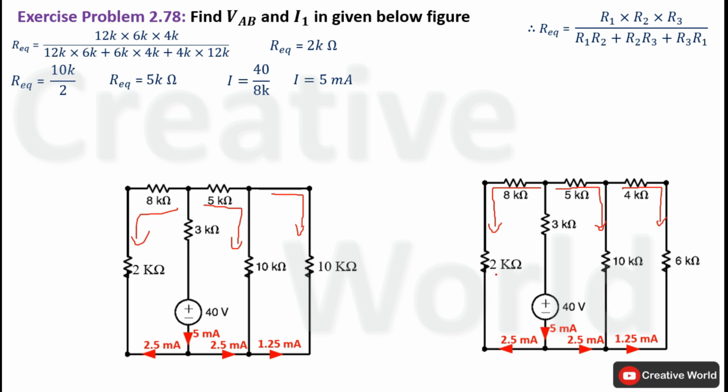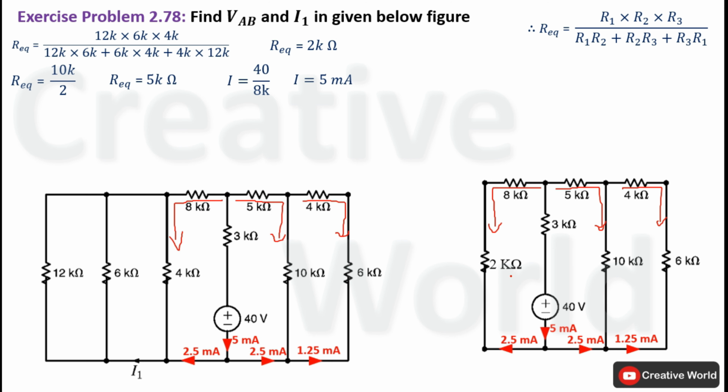If we remember, this 2 kilo ohm was the combination of three parallel connected resistances having the values of 12k, 6k and 4k. So we will modify the network by replacing this 2 kilo ohm resistance with three parallel connected resistances. This 2 kilo ohm resistance is replaced with three parallel connected resistances. Now we will try to find current through this branch because it is equal to I1, and we have to find the value of current I1.